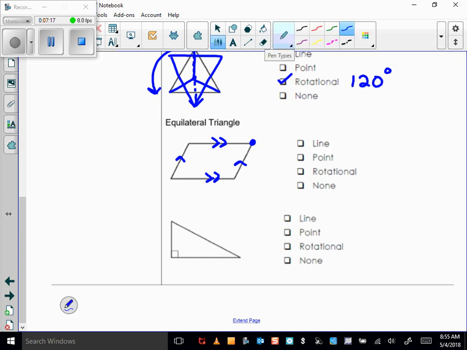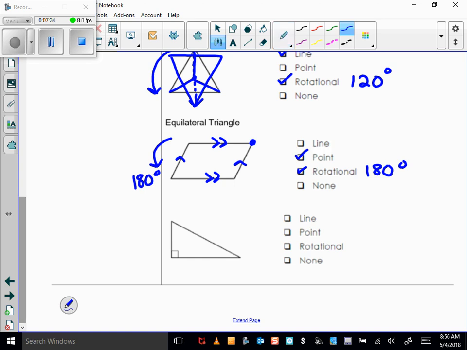Do we have rotational symmetry? Well, yes, we do. If we rotate this thing 180 degrees, then it's going to map onto itself. So we do have rotational symmetry. It's 180 degrees, which tells us we definitely have point symmetry.